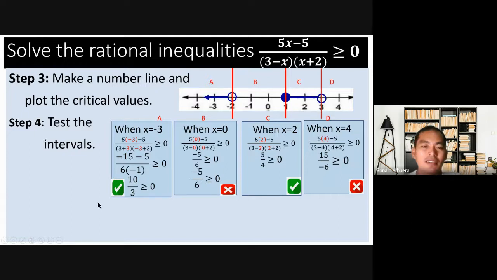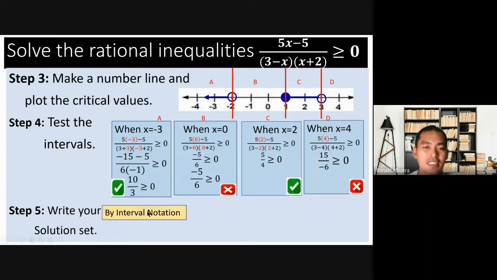So how to write the solution in different ways. For interval notation, that's the open interval from negative infinity to negative 2, union the half-closed interval from 1 to 3. Okay, that's the solution by interval notation.